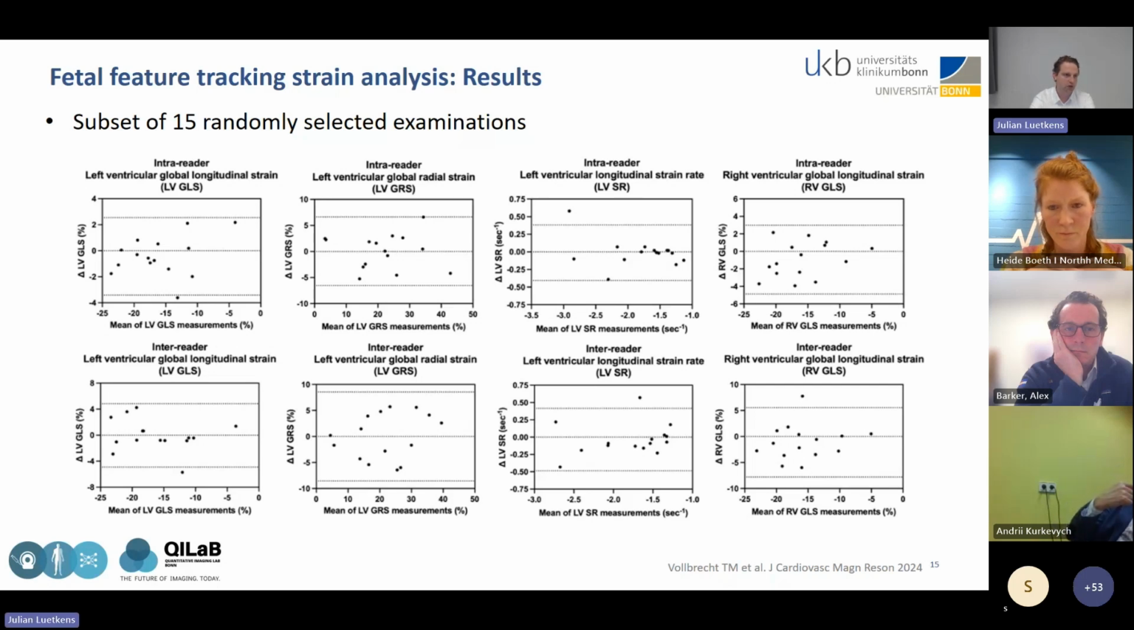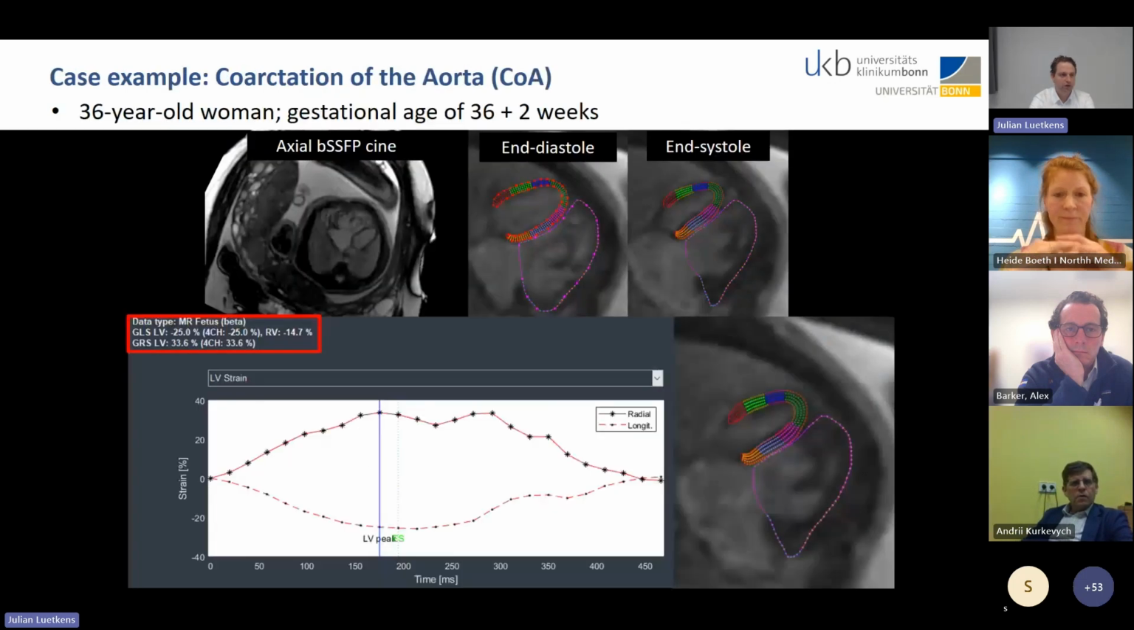And this is just to show you the interreader and intrareader reproducibility, which was good in our study, and also the ICC values were good or very good.